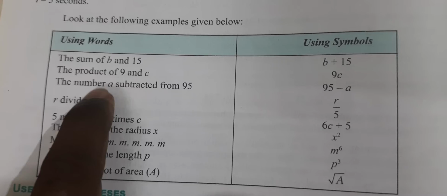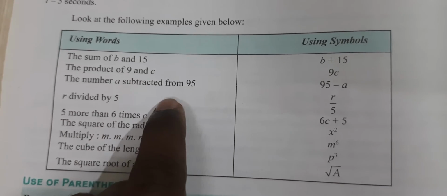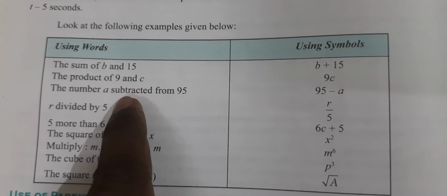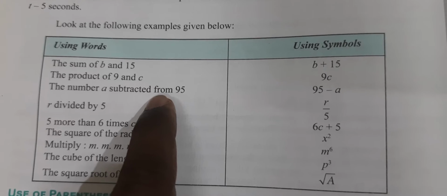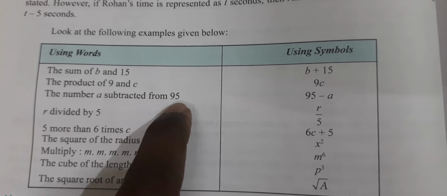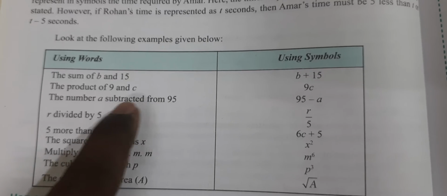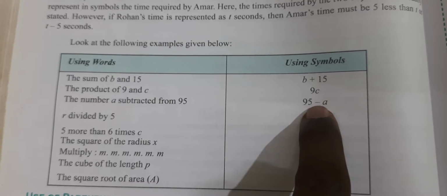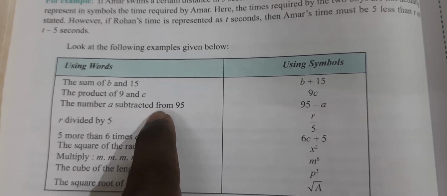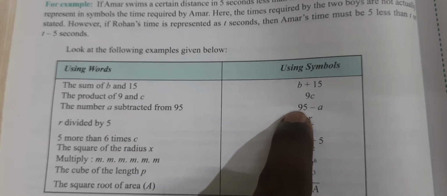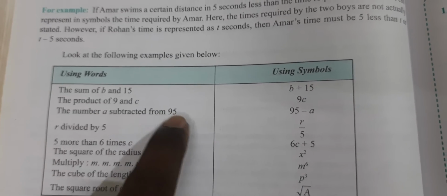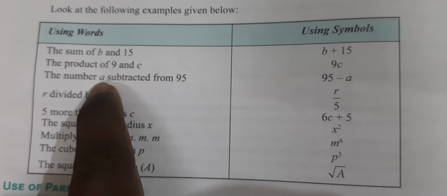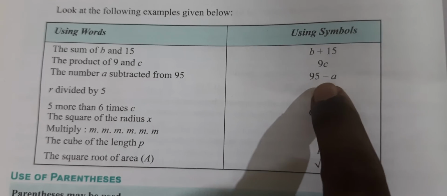Then you have the number a subtracted from 95. Now this I have said in the beginning also. Wherever you come across subtraction and you come across this word from, whatever is after from is written first, whatever is written before from is written second, giving minus sign in the middle. So here after from we have 95. So 95 is written in the beginning. And what is to be subtracted from 95? A is subtracted from 95. A is that unknown number, that symbol or variable. So 95 minus a.